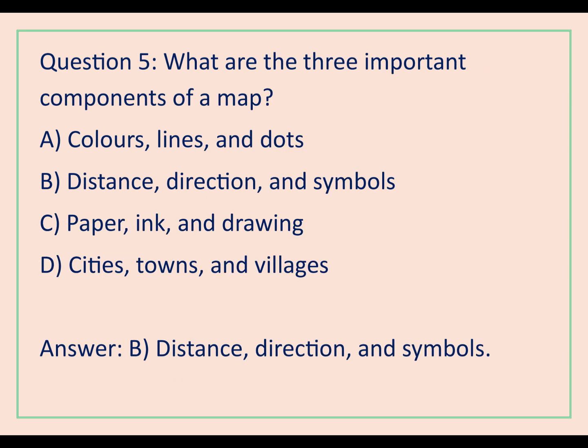Question 5. What are the three important components of a map? A. Colors, lines, and dots. B. Distance, direction, and symbols. C. Paper, ink, and drawing. D. Cities, towns, and villages. Answer. B. Distance, direction, and symbols.